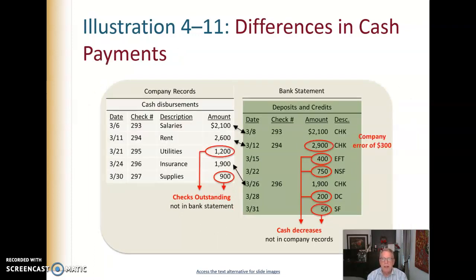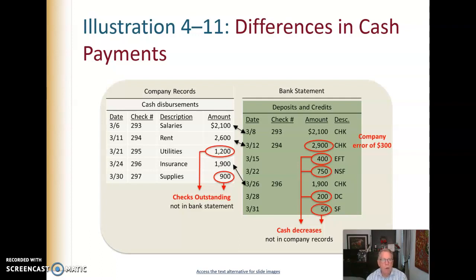So now we take a look at our company's records again, and we find out that we wrote a check for utilities and supplies, and that those check numbers were 295 and 297. As I look over on the bank statement, 295 and 297 are not present. Those are outstanding checks, and we're going to deduct those from the bank side. Okay?